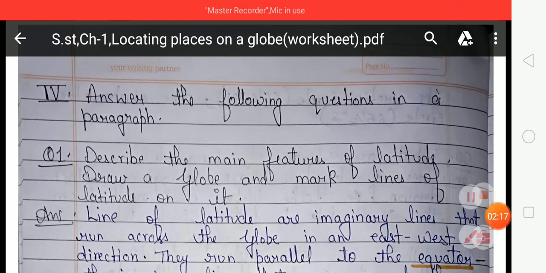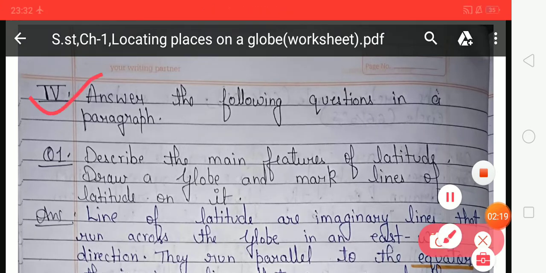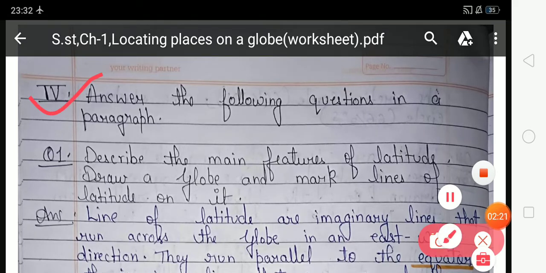So now let's come to the exercises. Answer the following question in a paragraph. It means in these exercises you have to give answers according to the given question. Question number 1 is: describe the main features of latitude. Draw a globe and mark the lines of latitude on it.